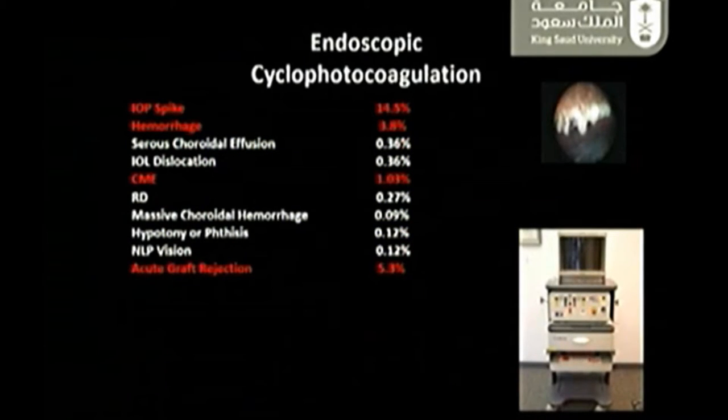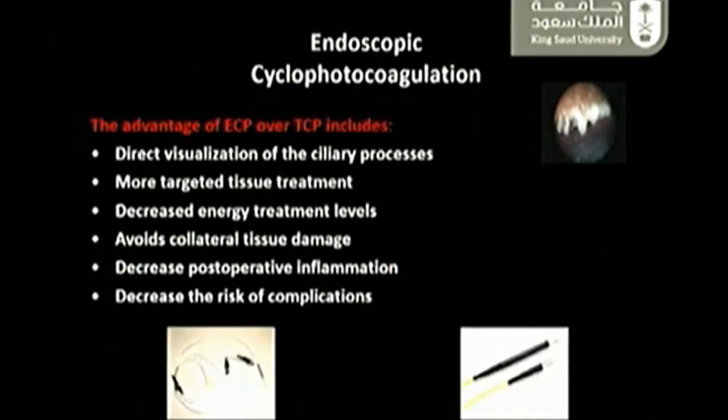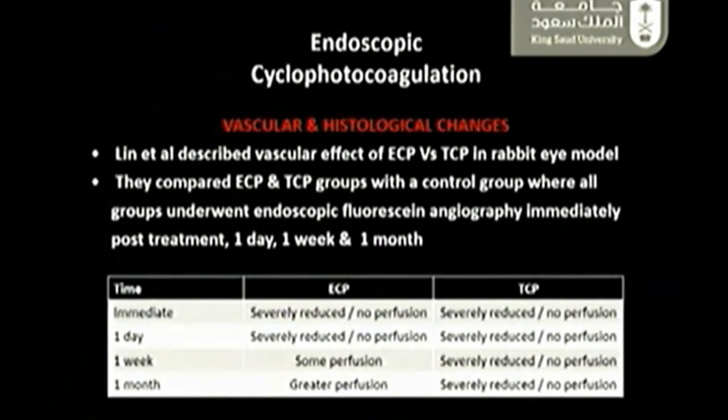There are some postoperative complications that could happen after endoscopic cyclophotocoagulation, mainly IOP spikes, which can reach 14%, anterior chamber hemorrhage, cystoid macular edema, and acute graft rejection if done in patients with penetrating keratoplasty. The advantage of ECP over TCP, as we mentioned before, is direct visualization of the ciliary processes, more targeted tissue treatment, and decreased energy level. You will avoid collateral tissue damage, and you will decrease the postoperative inflammation and the risk of complications.